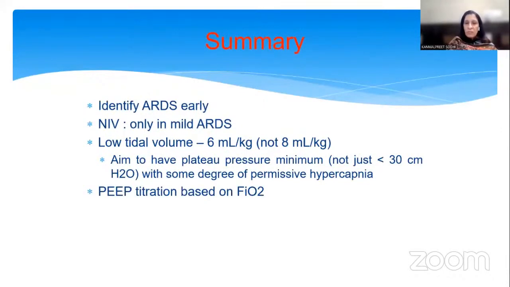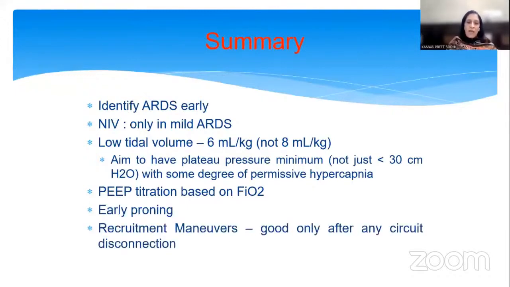The aim is to have minimum plateau pressure, not just less than 30 centimeters of water, that's a target, but minimum plateau pressures with some degree of permissive hypercapnia, PaCO2 of 55 to 60 millimeters of mercury and pH of 7.25, that's acceptable. PEEP titration based on FiO2, and optimal PEEP we should achieve.